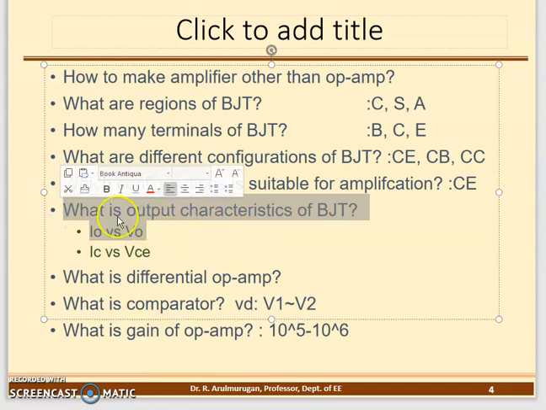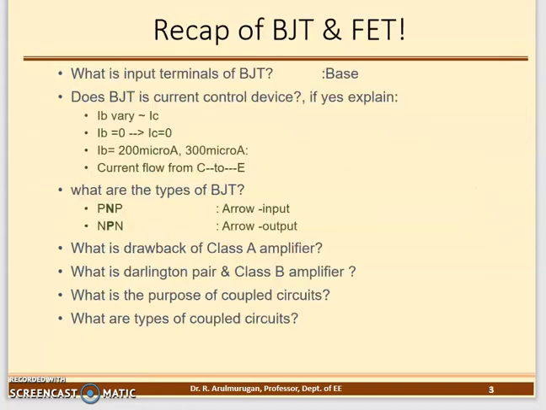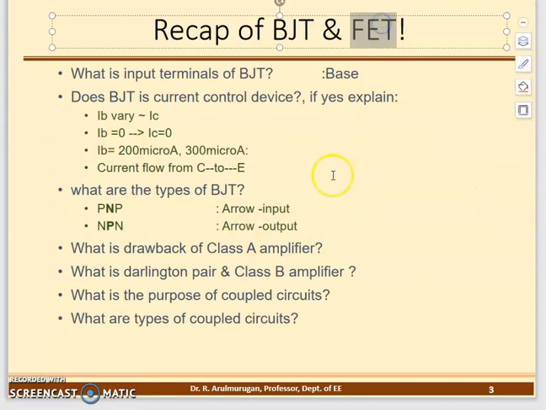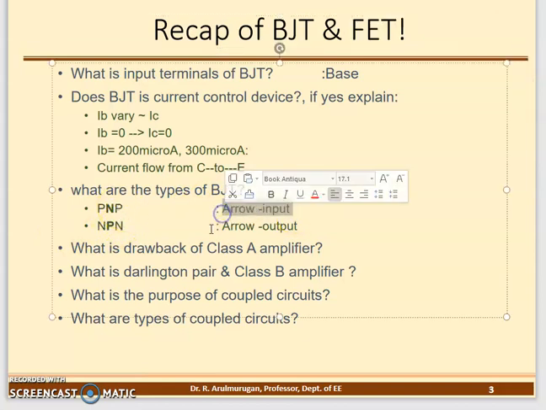Similarly for FET, it is the same. What are the types of FET? N channel and P channel FET. MOSFET also can be N channel and P channel. For N channel, the arrow is inward; for P channel, the arrow is outward.